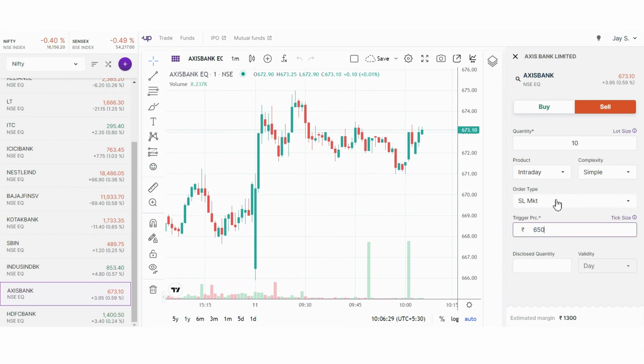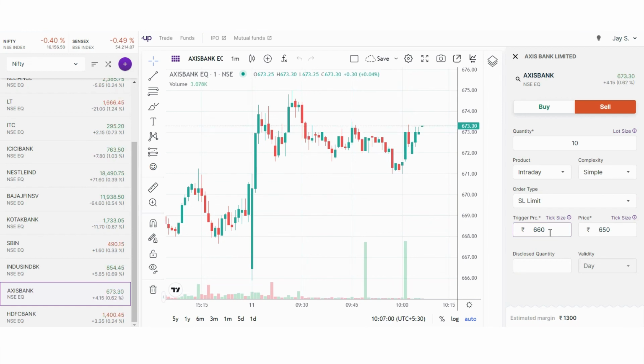And similarly, if I do stop loss limit, maybe this price will be 650 and maybe I can make the trigger price 660. So when the price of 660 is reached, I will get an alert. And if I want to change the price of 650, I can obviously change it, and that will be a good time to change it, right? Because I've got the alert that from 700 it has gone down till 660. So now anytime 650 can also be reached. So if I want to change that price, I can change it.